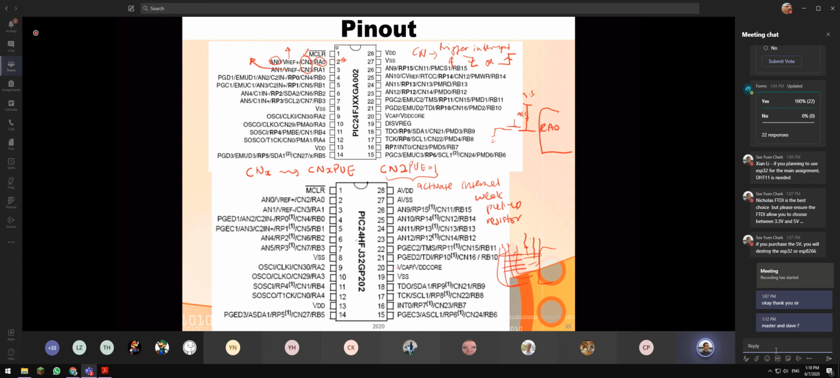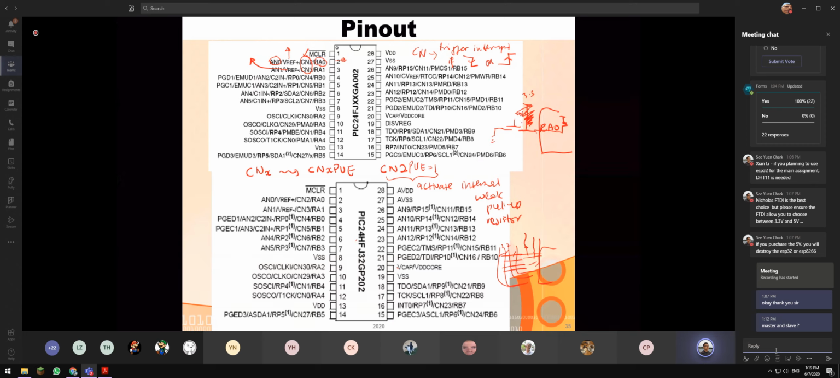But once you activate this CNPUE, you can already ignore this resistor. Why? Because it has already enabled the internal weak pull-up. This means that we save one resistor. Although a resistor is very cheap, a few cents, if you have mass production, you produce 1 million designs, you save 1 million cents. So this is a very interesting feature of PIC24.